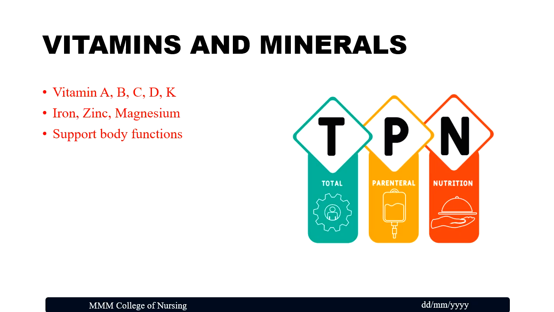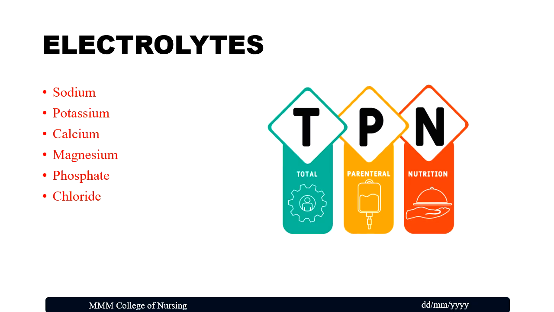What are vitamins and minerals? Vitamin A, B, C, D, and K. Iron, zinc, magnesium. It supports the body functions. So vitamins and minerals are necessary for metabolism, immunity, and overall health. They are added in small amounts so that it gives proper complete nutrition.